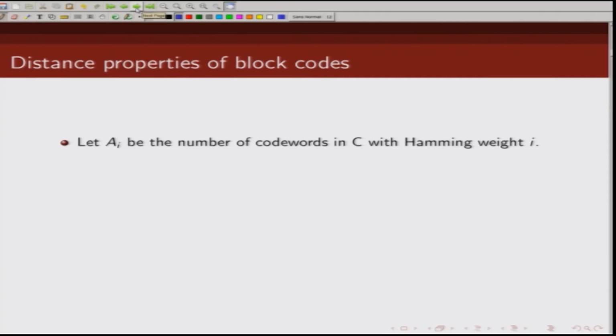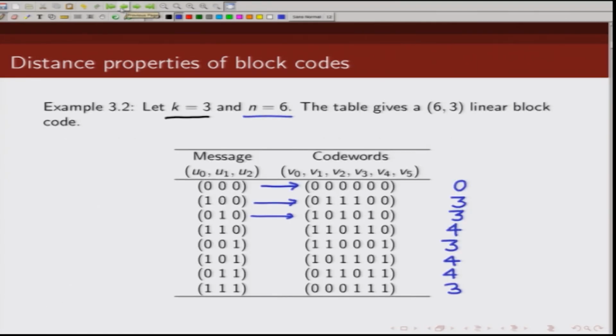So, let A_i denote the number of code words in C with Hamming weight i. If you look here, I will use A0 to denote the number of code words which have Hamming weight 0, and that number is 1. Do we have any code word with Hamming weight 1? No. So, A1 is going to be 0. What about A2? How many code words do we have with Hamming weight 2? Again that is 0.